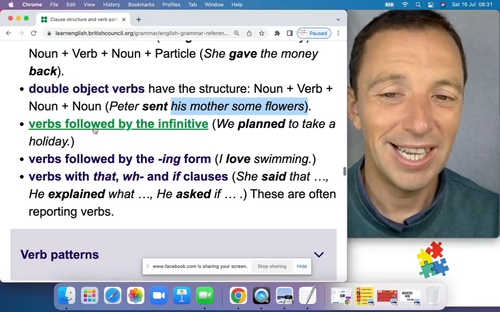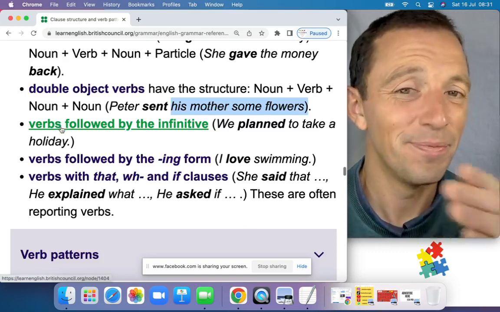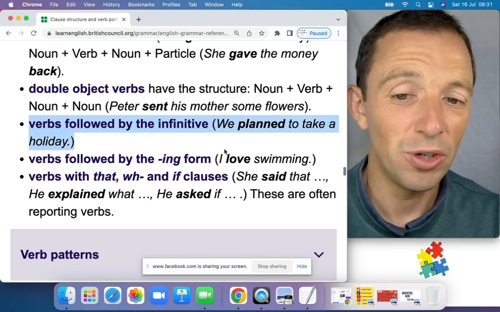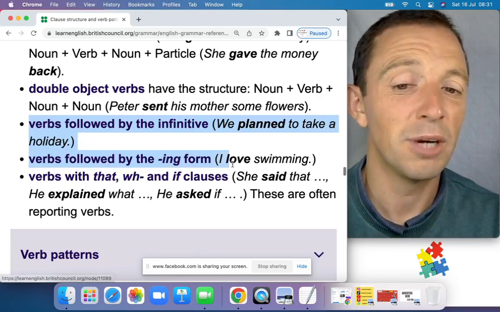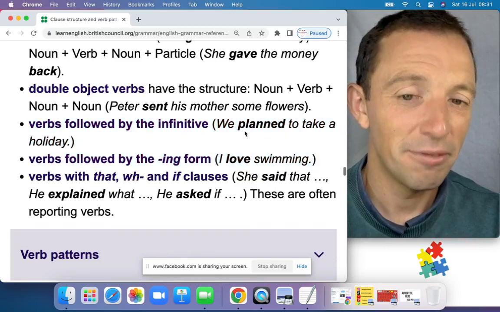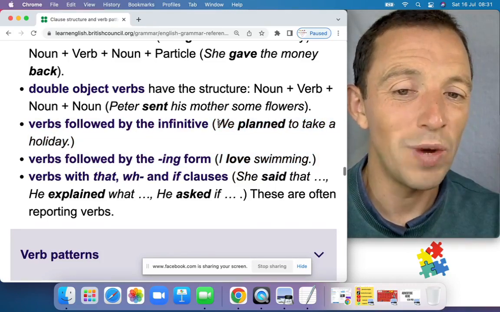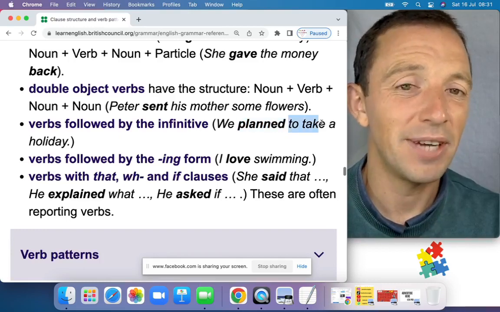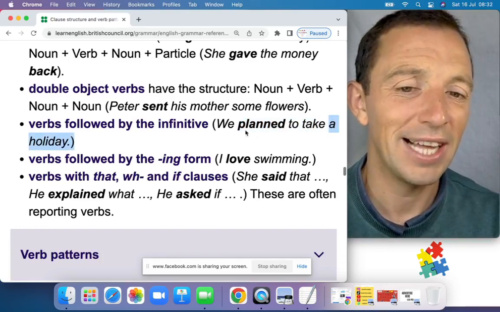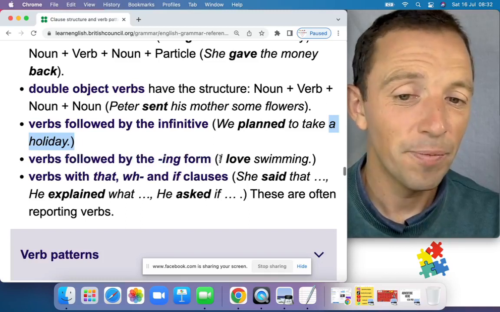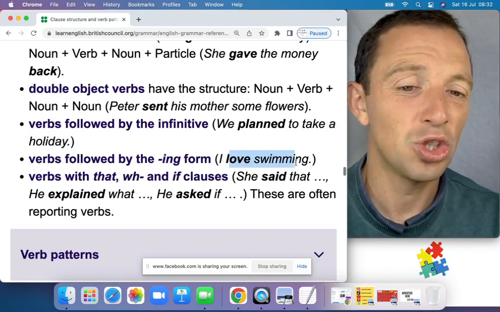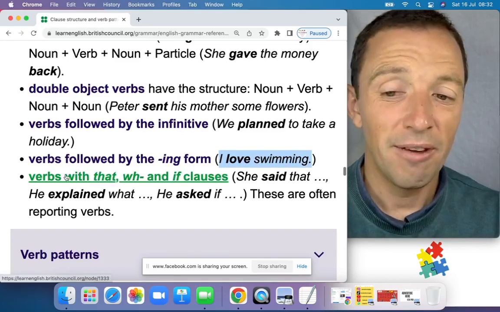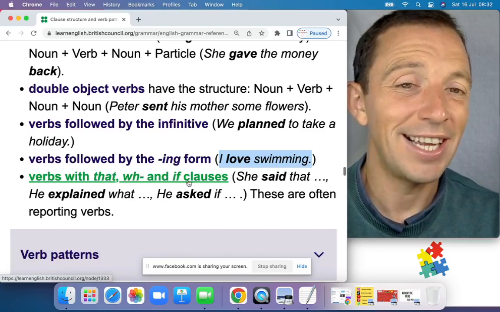Okay. Next, there's a structure or a pattern. Verbs followed by the infinitive, and this is very, very important because people confuse verbs followed by the infinitive with verbs followed by the ing. For instance, we plan to take a holiday. We is the subject, plan is the verb, to take is the infinitive, and the object in this case is a holiday. So we plan plus the infinitive. Or I is the subject, love is the verb, swimming is the gerund, the ing form. I love swimming.